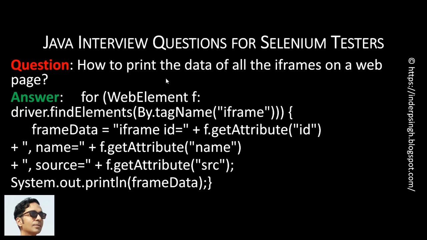How to print the data of all the iframes on a web page? So we can use a Java for-each loop. For WebElement f in driver.findElements, so plural, By.tagName iframe, and we can construct a string, for example frameData, and use the getAttribute method to get the ID, name, and source, and then print that string variable.